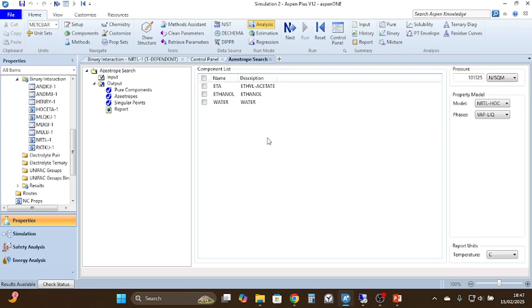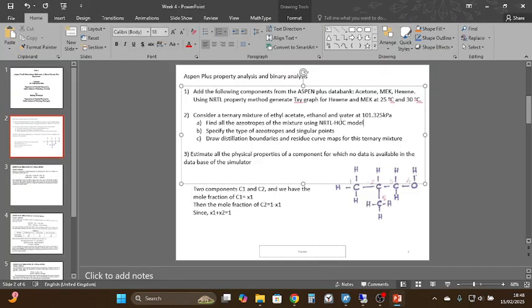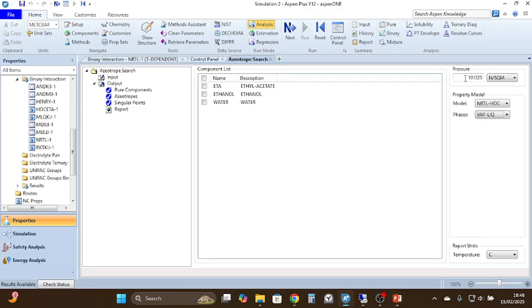In this dialog box, we have the component list. These are the components that we have entered through the Aspen data bank. The pressure is also mentioned, the property model is given, and the phases are given. In phases, there is vapor-liquid and vapor-liquid-liquid. The pressure we have to use is 101.325 kilopascal, so we don't have to change it. And in the component list, we have to check all of them. Now that we have done that, we have to click on next.